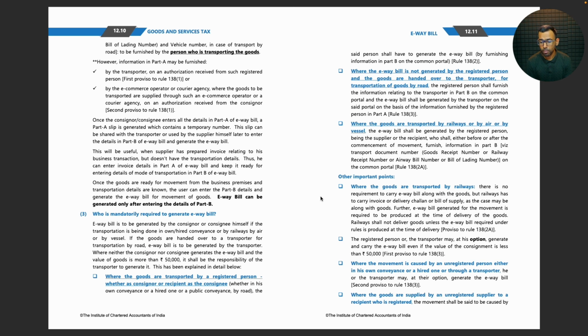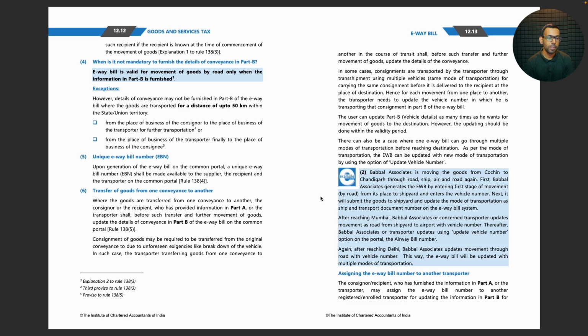Where the goods are supplied by an unregistered supplier to a recipient who is registered, movement shall be said to be caused by such recipient if the recipient is known at the time of commencement of movement of goods. Explanation 1 to Rule 138 Subrule 3.